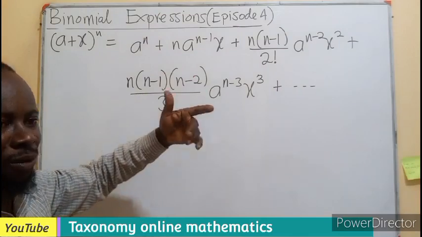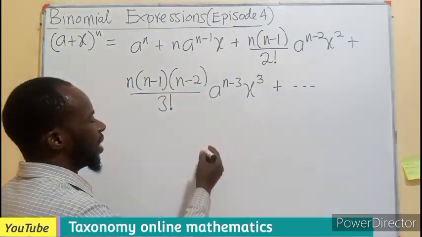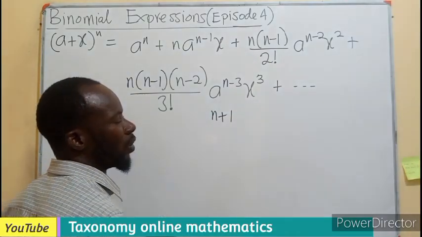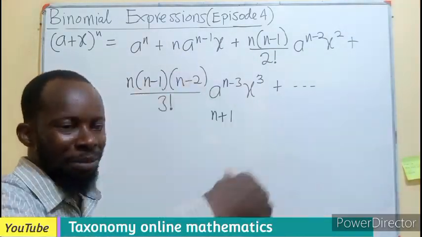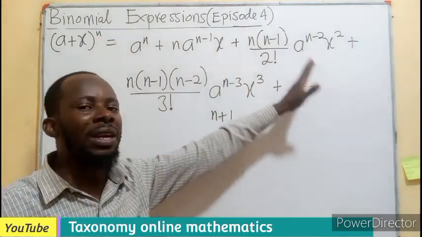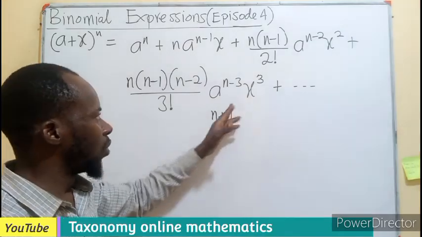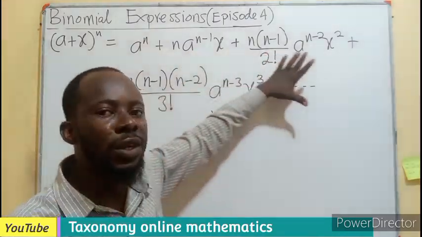So the number of terms, we already know in the beginning that the number of terms I am going to have is n plus 1. So if in case there are 4 here, it means that the number of terms is supposed to be 4 plus 1, 5 different terms. So the plus here simply means it continues.